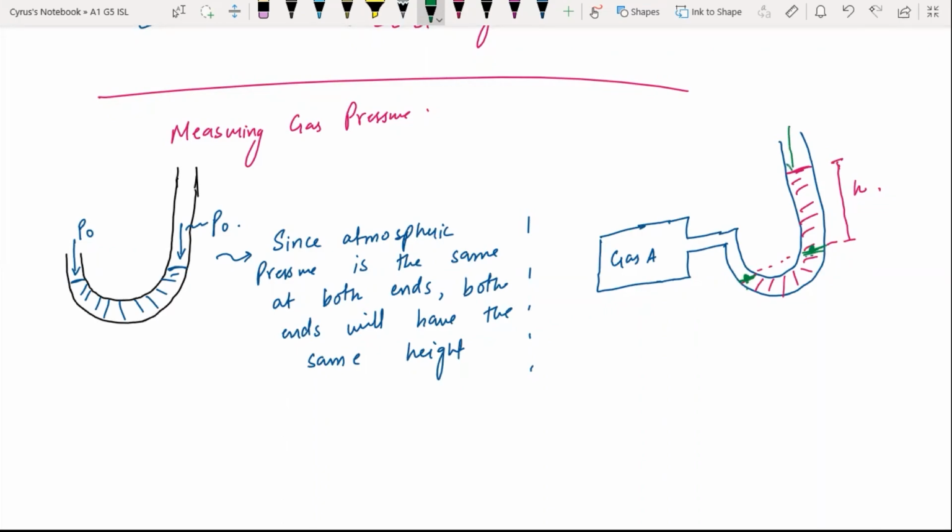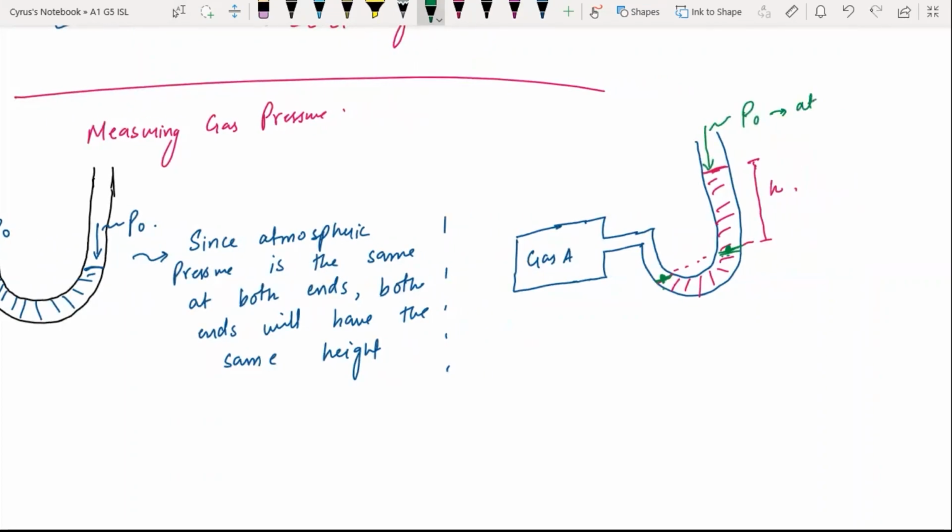Okay, here we have the atmospheric pressure, which is P naught. This is the atmospheric pressure that we have. So the total pressure of gas at this point is equal to the total pressure at this point, and the total pressure at this point is P naught plus rho g h. You always add rho g h to the atmospheric pressure. This is the pressure of the gas.